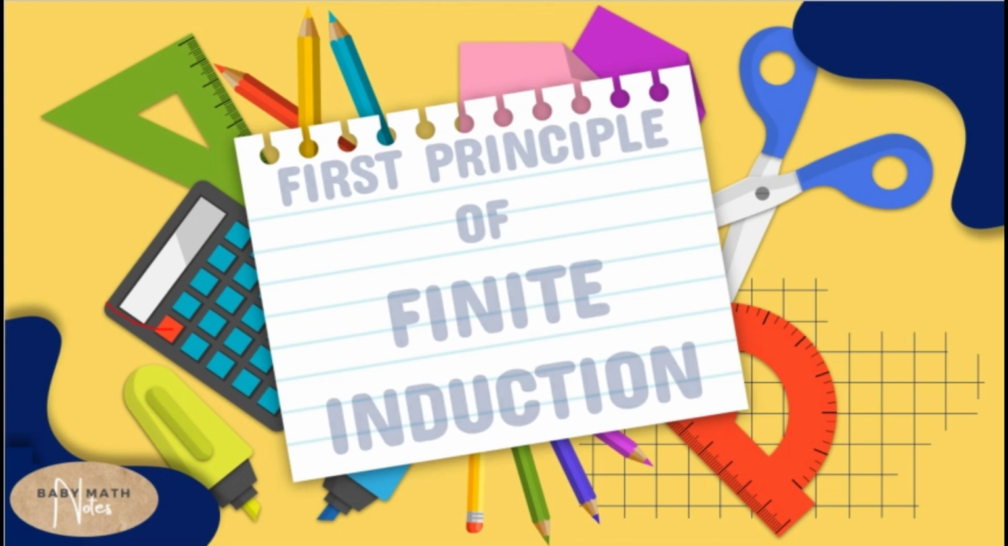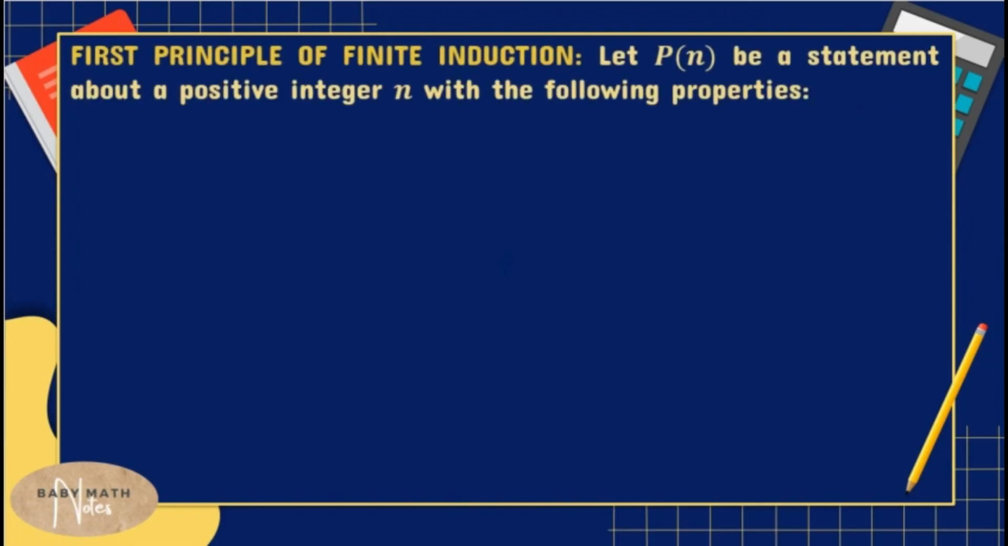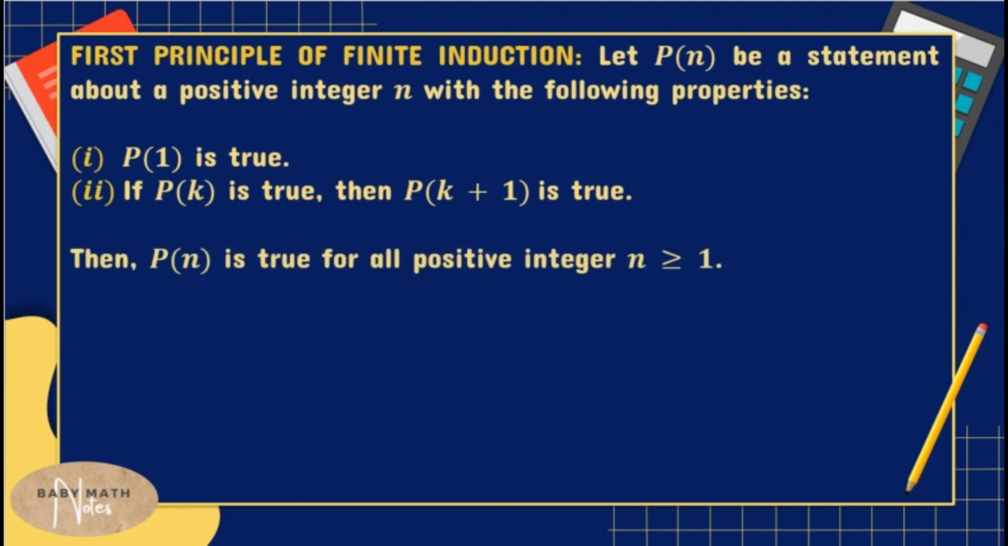Today we are going to discuss the first principle of finite induction. So what is the first principle of finite induction? Let P of n be a statement about a positive integer n with the following properties. Number 1, P of 1 is true. Number 2, if P of k is true, then P of k plus 1 is also true. Then, P of n is true for all positive integers n greater than or equal to 1.